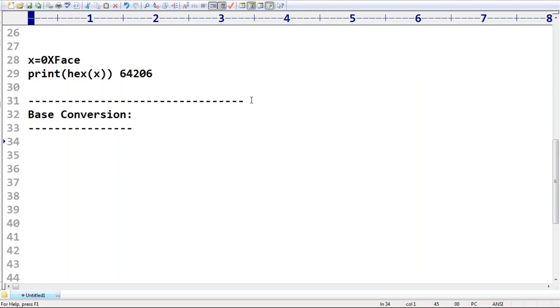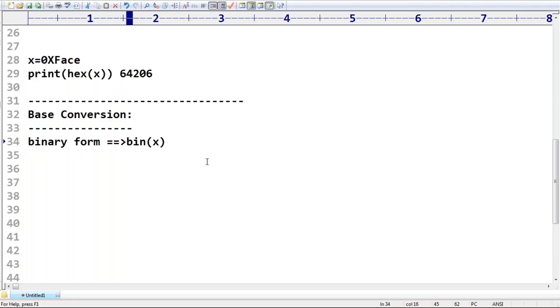Sir, if I want to convert from any type to binary, then bin is the function we require to use, right? Sir, you can provide this x value in either decimal form or octal form or hexadecimal form. You can provide any form, sir. The result is always in binary form.